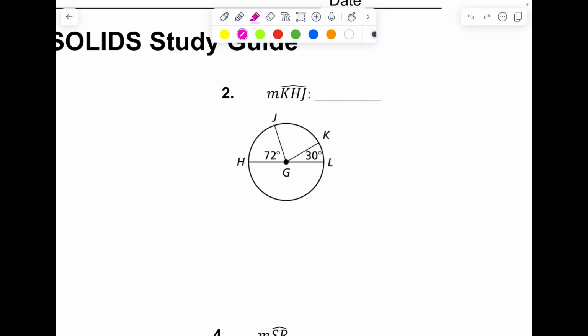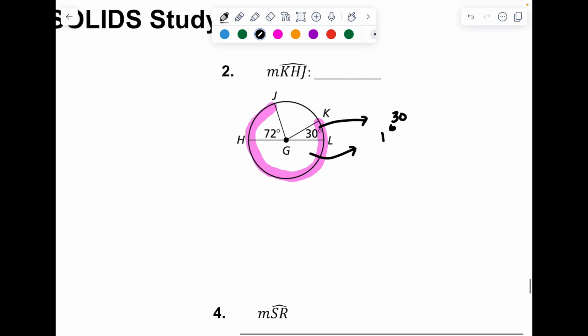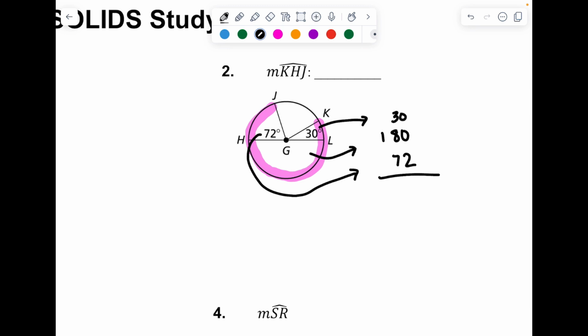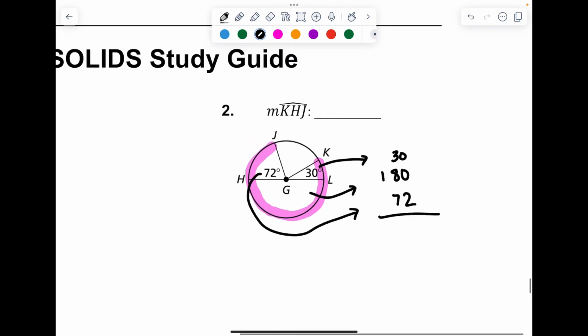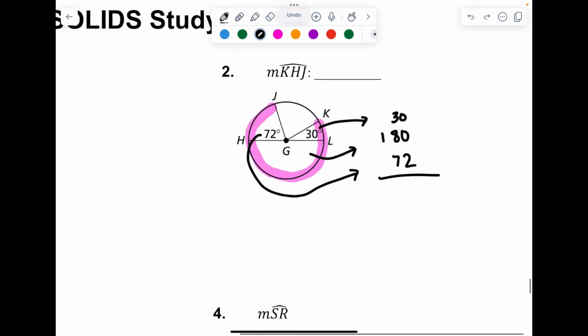So I'm going to add, because again, I'm trying to find K, H, J. So I can add the 30 degrees, the 180 degrees, and the 72 degrees. When I add all of those up, you should get 282 degrees.